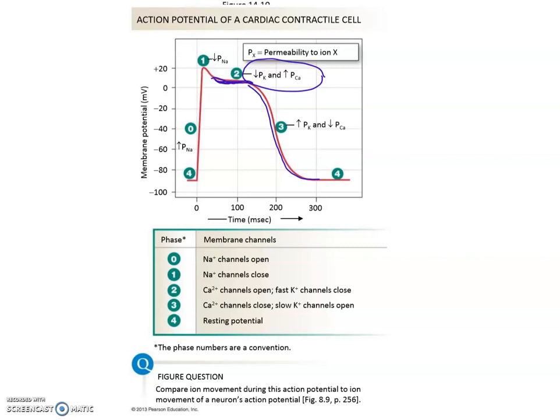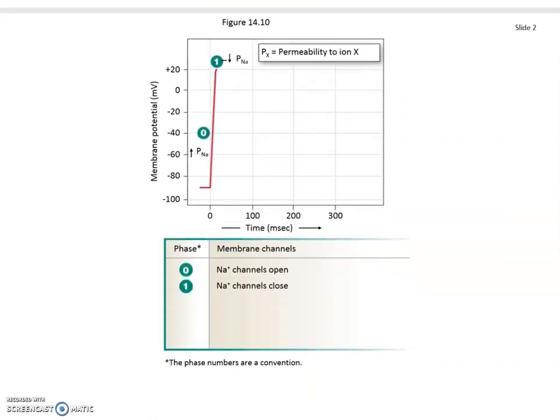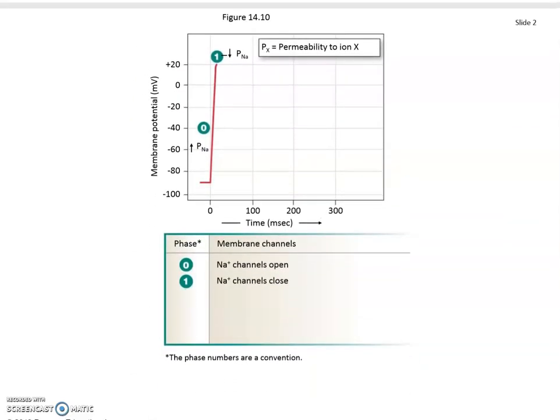So please make sure that you understand this slide, especially this part right here, and that you know the difference between the myocardial action potential versus the nerve action potential. So, in pieces, it all starts out with us receiving a signal from the SA node, or the pacemaker in general, and that opens voltage-gated sodium channels.